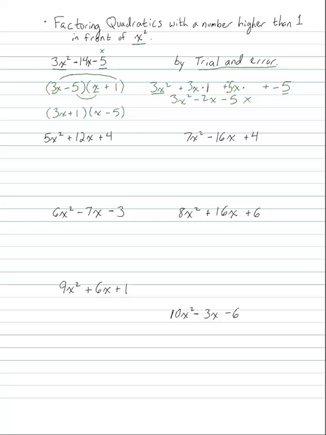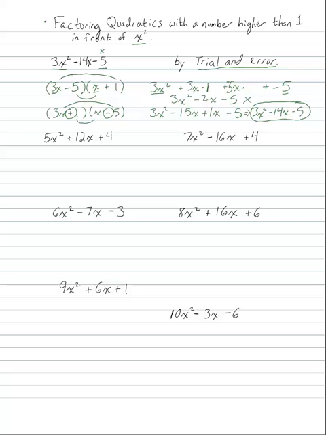Let's say I had 3x times x again. 3x squared is my first. 3x times minus 5 is minus 15x. Positive 1 times x is plus 1x, and then minus 5. This one will work out. I will have 3x squared minus 14x minus 5, which is what I started with. If my signs are wrong, if I had a plus 14x, I actually would just have to switch my signs. So if you get a wrong sign, you can just switch them.